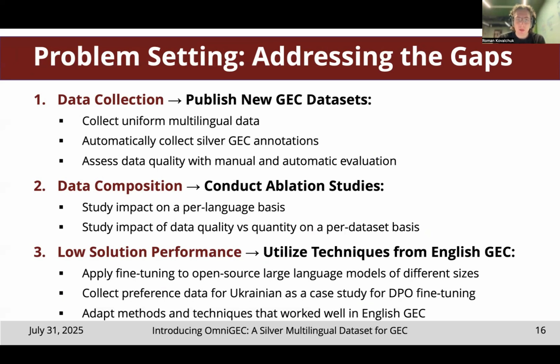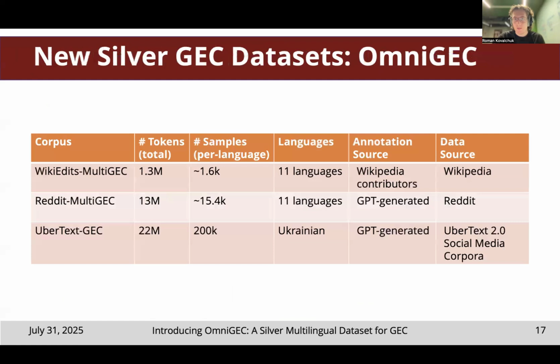Speaking about low solution performance, we have utilized techniques from English GEC, applied fine-tuning to open source language models of different sizes, collected preference data for Ukrainian as a case study for DPO fine-tuning, and adapted methods and techniques that worked well in English GEC.